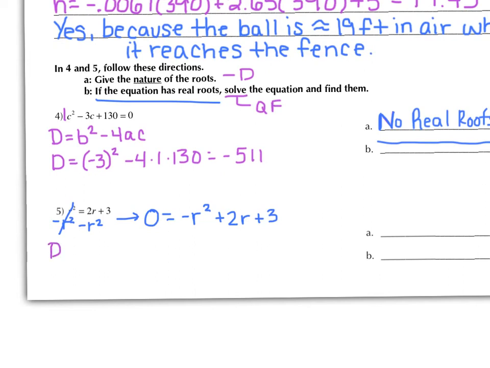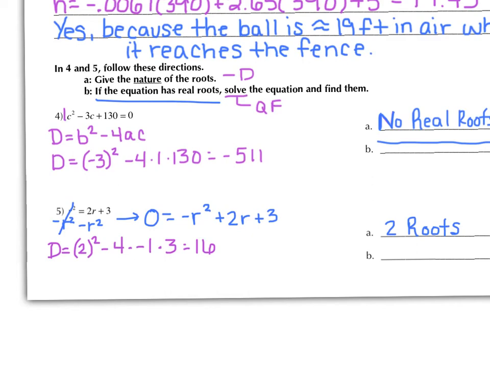So for my discriminant, I'm going to do 2 squared minus 4 times negative 1 times 3. And that comes out to be, let's see, 4 plus 12, so that's going to be 16. So because that's positive, when I have a positive discriminant, that means I'm going to have 2 real roots. I guess really all I care about is that you know there's 2 roots. Okay, so I'm going to have 2 real roots, and that means I can go ahead and find them.